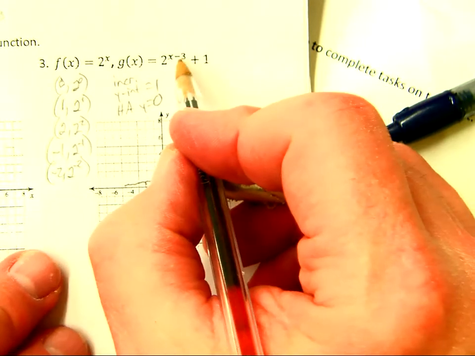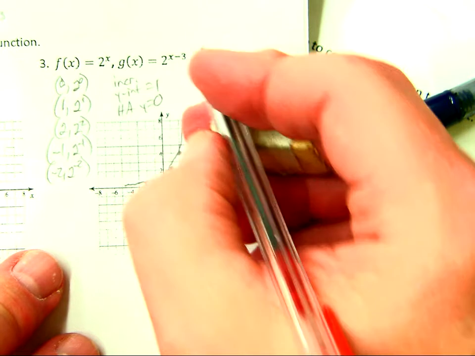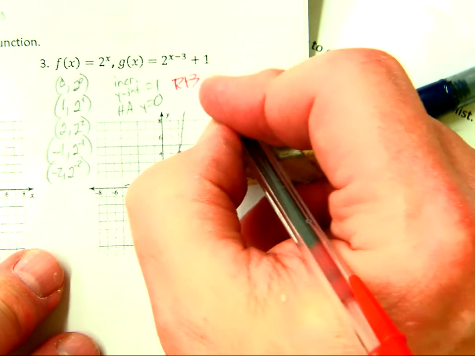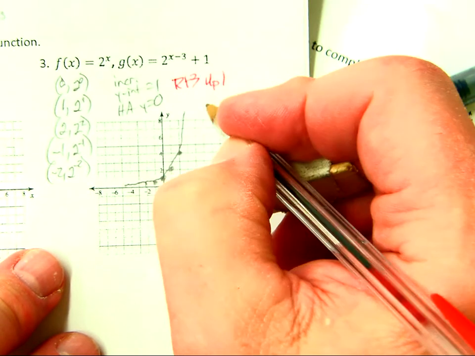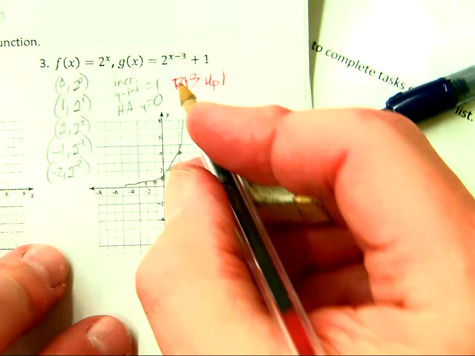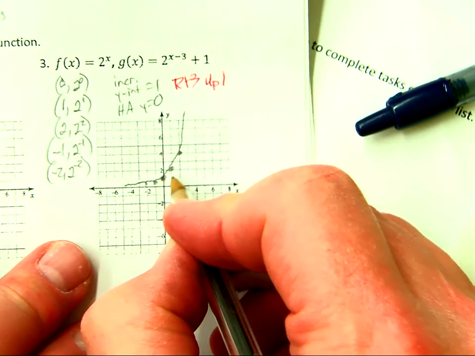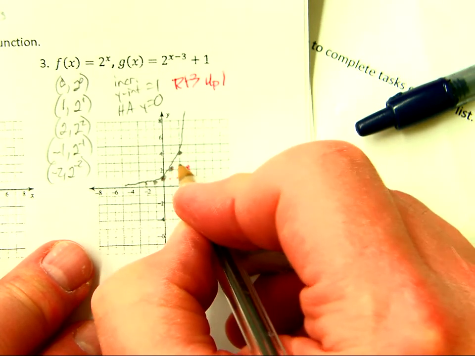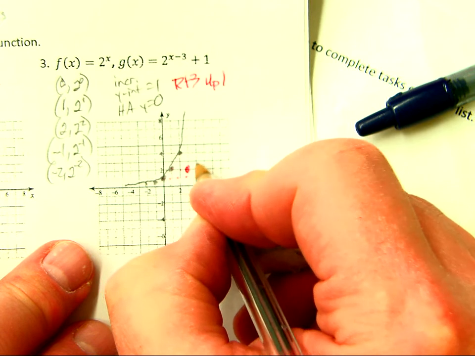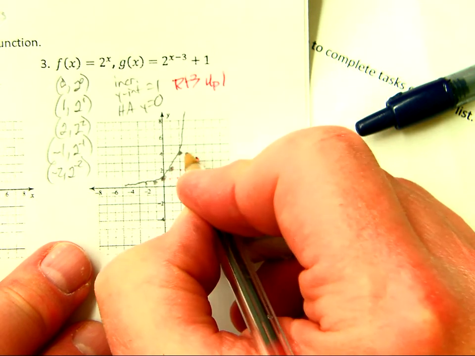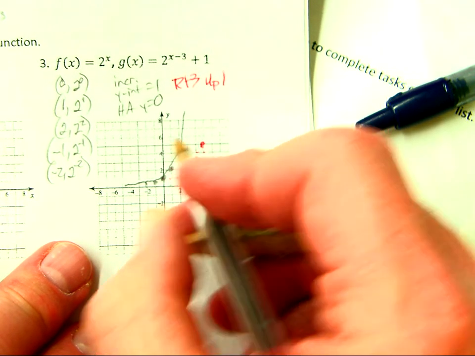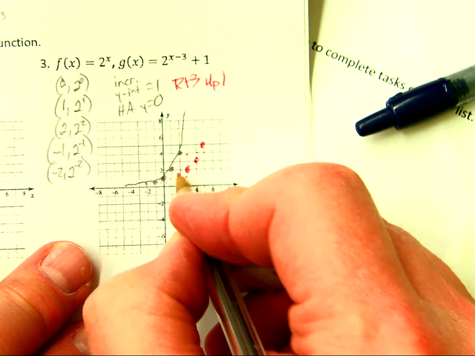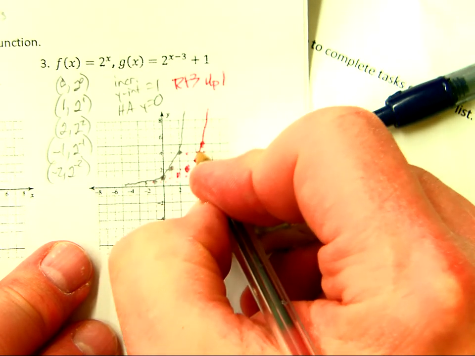Notice this one, up here in the top, we have a -3 with the x, that means right 3. We have a +1 on the outside, that means up 1. So we're going to take every point, go right 3, up 1. So if we start with this and right 1, 2, 3, up 1. Or this point here, right 1, 2, 3, up 1. Or this point here, 1, 2, 3, up 1. So that graph's going to look like this.